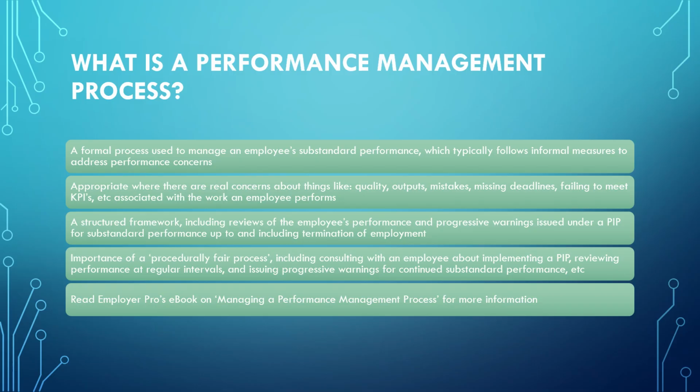The key for an employer to get right when managing this process, like any other formal employment process, is the importance of a procedurally fair process. This includes consulting with an employee about implementing a PIP, performance improvement plan, reviewing their performance at regular intervals, and a structured formal process including the issuing of formal progressive warnings for continued substandard performance. Read Employer Pro's comprehensive ebook on managing a performance management process for more information, including detailed step-by-step guidelines, practical tips and walkthroughs, along with template letters for navigating this particular employment law process.